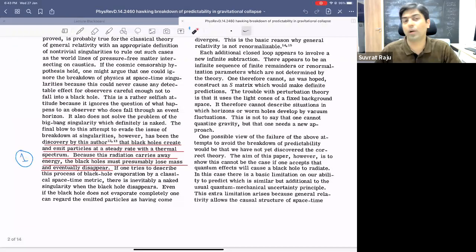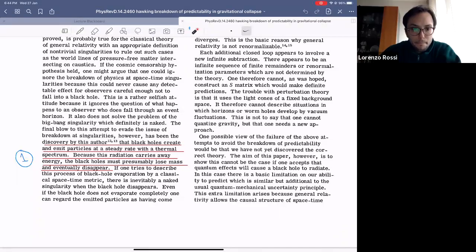So the first point that Hawking made: Hawking starts by talking about singularities and so on. But for us, the first relevant point is the fact that Hawking had already argued, by the time this paper was written, in the previous paper, as the discovery by this author, which is his own discovery, that black holes create and emit particles at a steady rate with a thermal spectrum, which is what we were just discussing. And because this radiation carries away energy, the black hole must eventually lose mass and eventually must disappear. This is something that's pretty simple to understand.